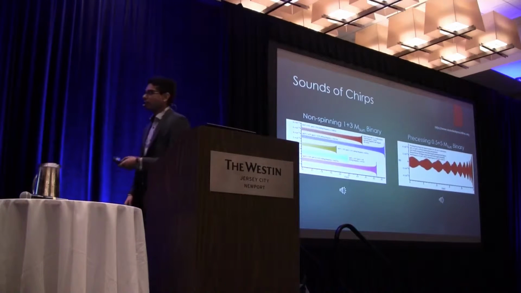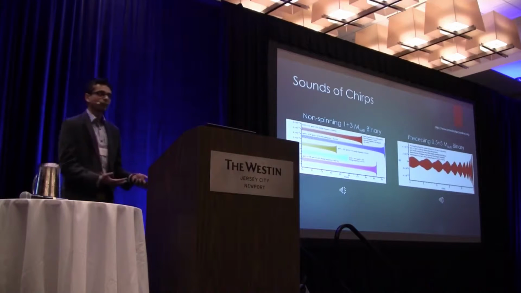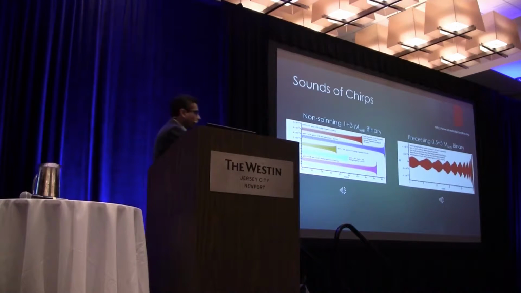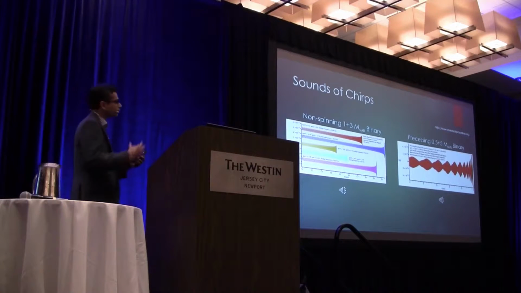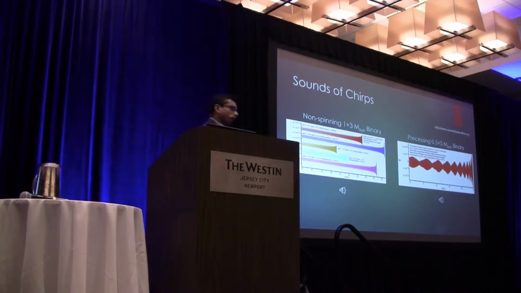Okay, so that is a simulation of black holes which are not spinning, which means that the plane of the orbit remains constant, it does not change. But if the black holes are spinning and the spins are not aligned, then the plane of the orbit is no longer constant, it actually precesses, it changes, and when that happens, we get a very different sound, and that's what I'm going to play now.